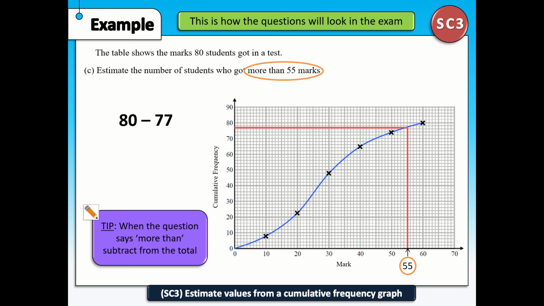So to find out how many got more than 55 marks, we need to take it away from the total amount. So we do 80, because it's out of 80 students, take away 77. So that tells us there are 3 students who got more than 55 marks.